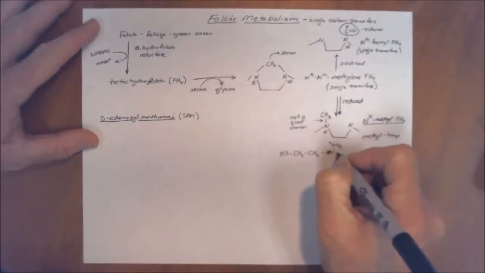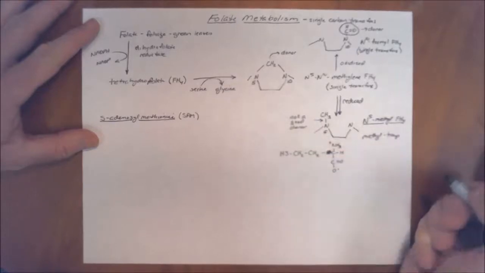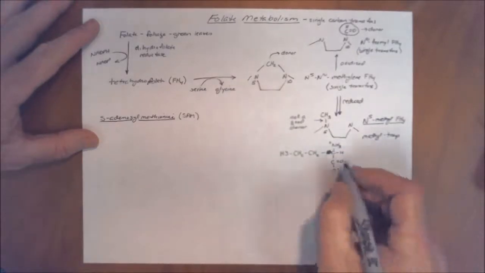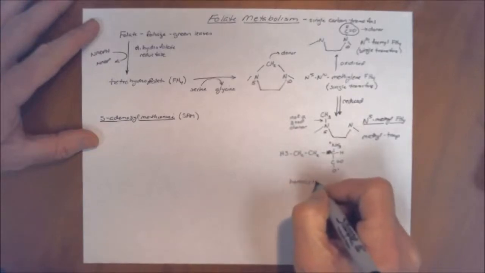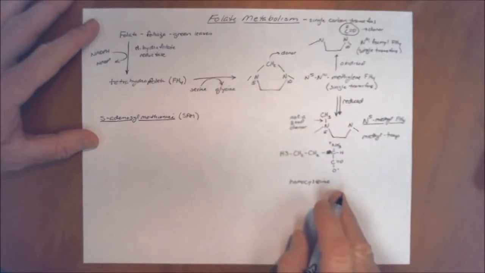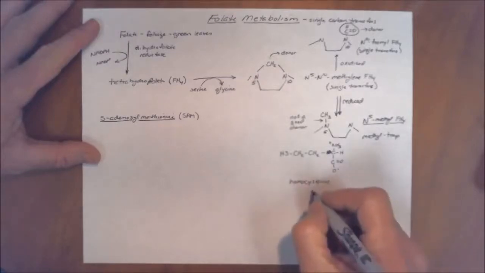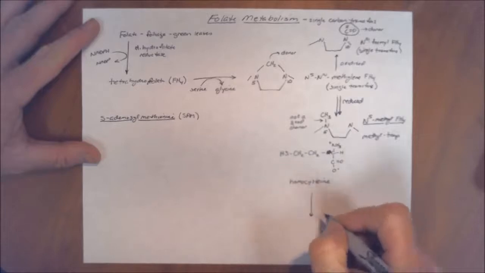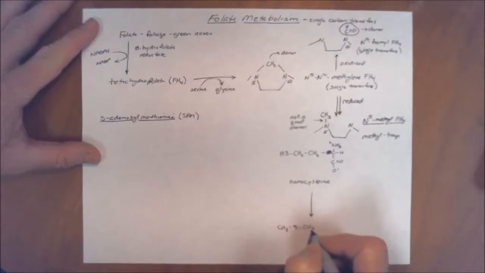Homocysteine is an amino acid. It is not one of our typical 20 amino acids that is used for protein synthesis, but it is important in this particular reaction. So the first step we're going to perform is to convert the homocysteine into the amino acid methionine.